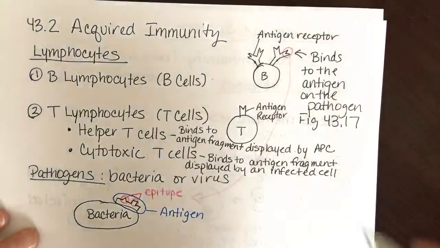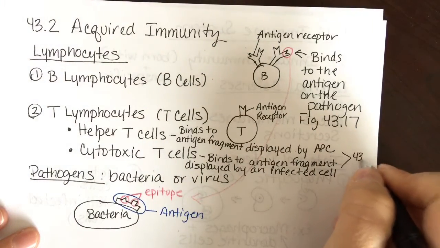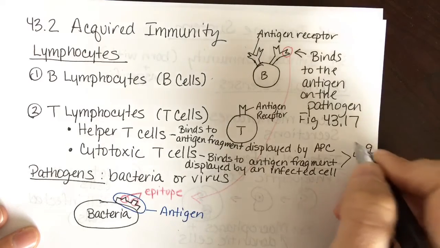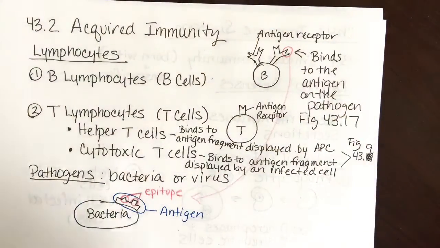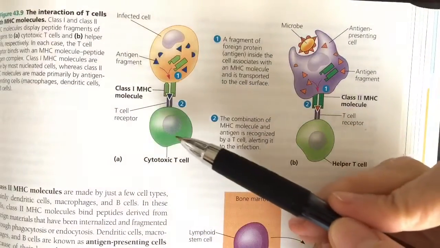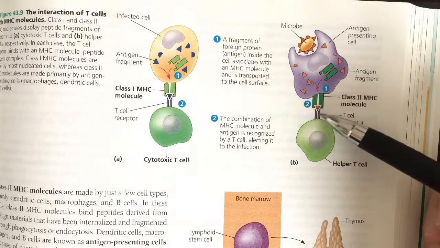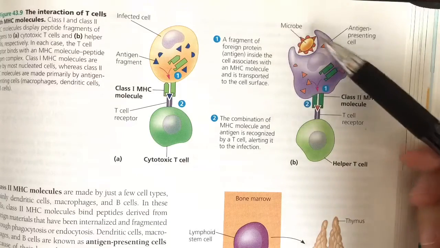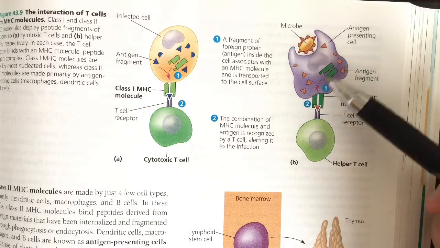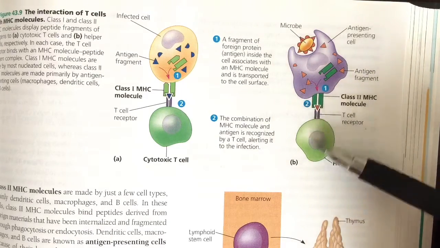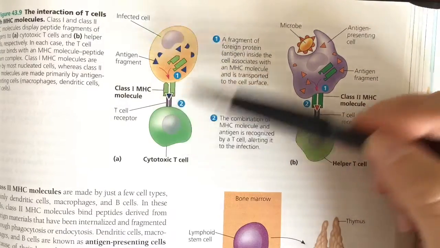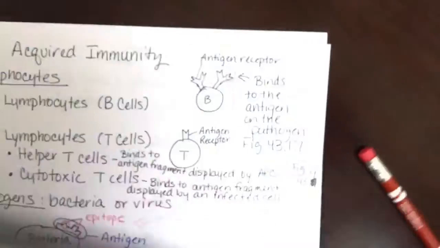And so that's what we see here. This is 43.9, or 19. No, 9. Oops, I had it right the first time. Figure 43.9. So if we look at this here, notice your cytotoxic T cell and your helper T cells have that one little display. And here, the antigen presenting cell engulfed the microbes, displays the antigen, and that helper T cell binds to that. Here's an infected cell, displays the antigen, cytotoxic T cell binds to that.